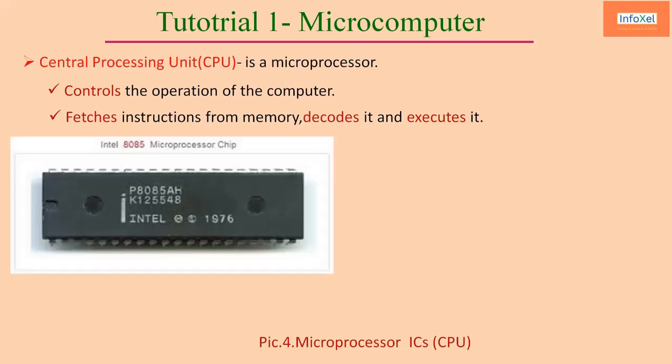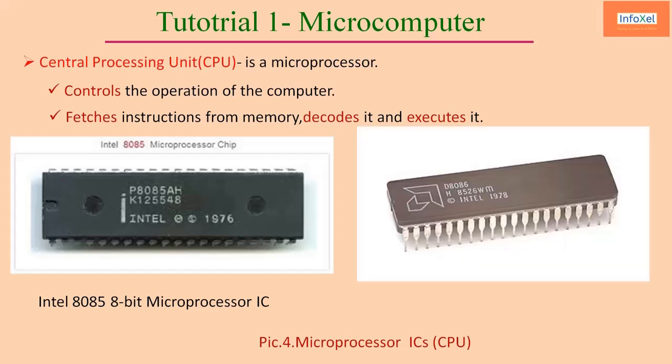Now we will see, this picture shows the 8-bit 8085 IC. This is an 8085 8-bit microprocessor IC manufactured by Intel. Next we will see, this picture is a 16-bit 8086 microprocessor chip or IC. This is also manufactured by the Intel company.